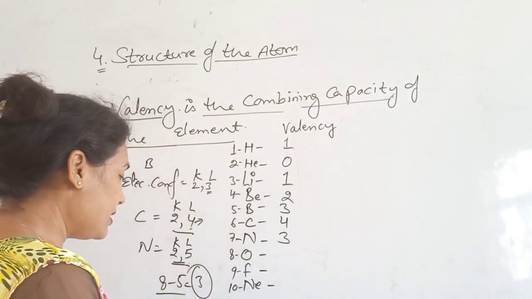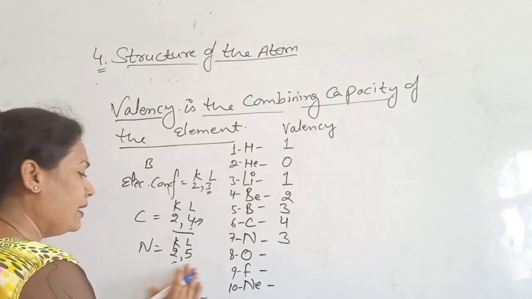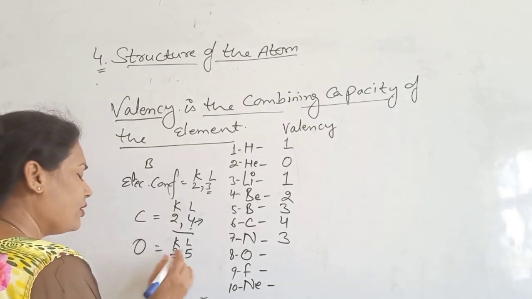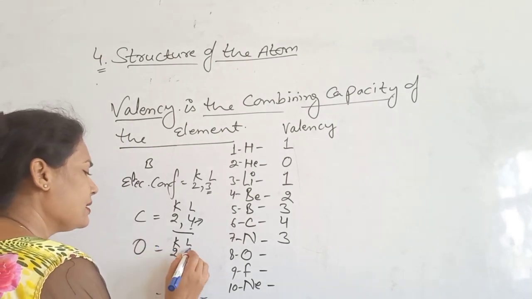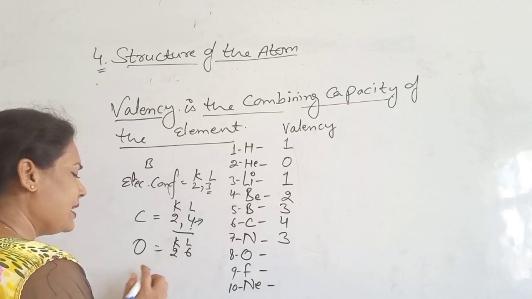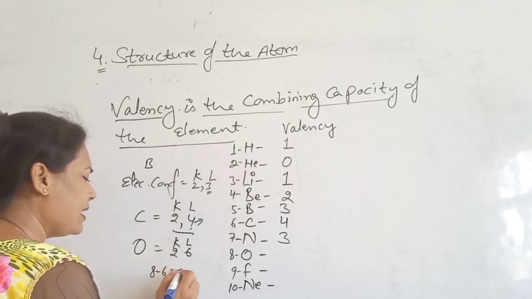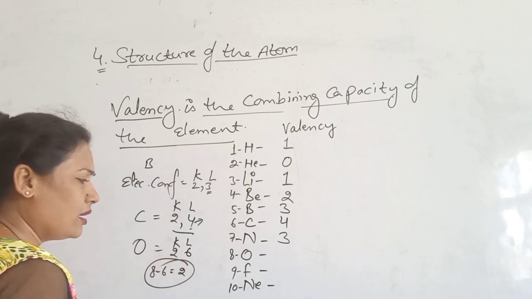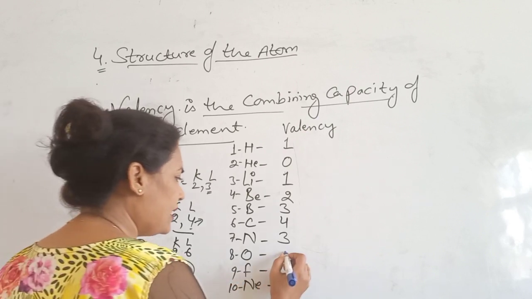After that, oxygen: we will write 2 and 6. So we will write 2 and 6. 8 minus 6. How many are there? 2. It means the valency of oxygen is 2.